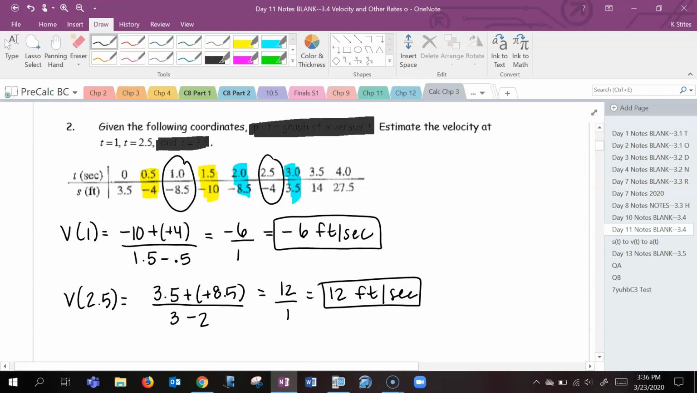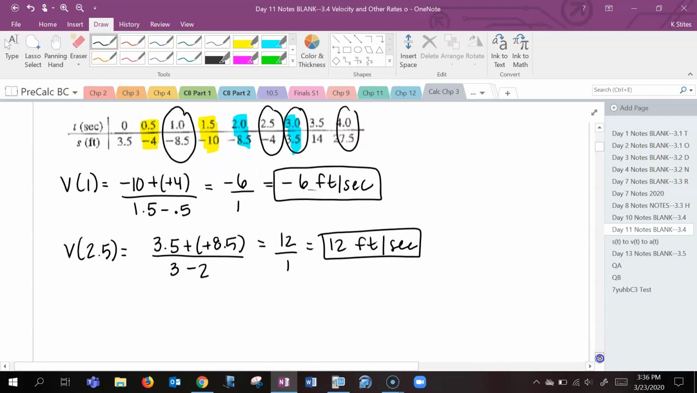And because this is velocity, we can also say what's happening. Like if this is representing a particle or someone moving, they would be moving to the left at 1 second, or down, because we have a negative velocity, and they'd be moving to the right or up at 2.5 seconds because we have a positive velocity. Okay, and then if you want to do 3.5 seconds, you would just use the 3 and the 4. But I think you can do that on your own. Let's move on to something a little more exciting.